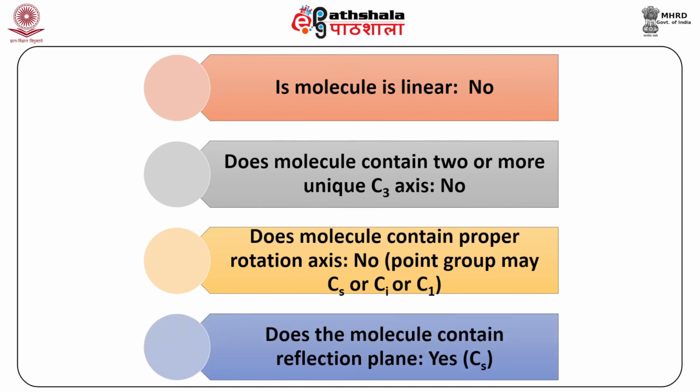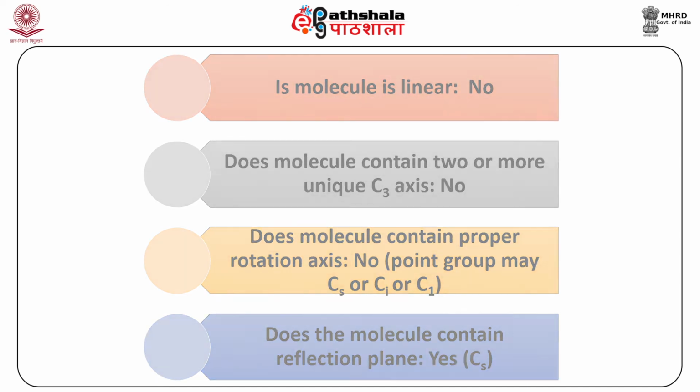There is a reflection plane. The next question to ask is, does the molecule contain a reflection plane? So yes, it does. Thus, we can say that the point group here will be Cs.